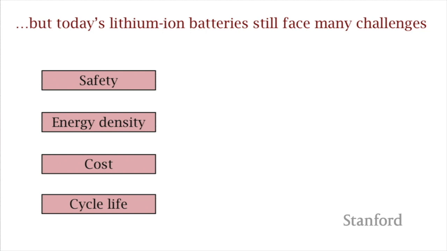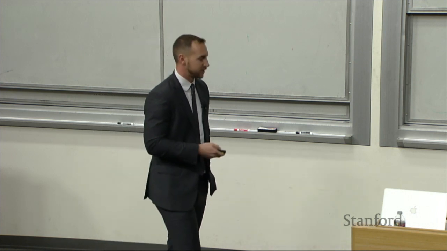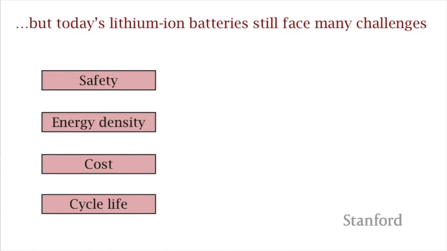There are, I think, four main areas where technology can get a lot better. Safety, of course, should be the top priority. Safety in batteries needs to be unquestioned, and I think it's very questioned right now. So that's something that needs to be improved. Energy density always needs to come up. Cost always needs to come down, and cycle life needs to improve.